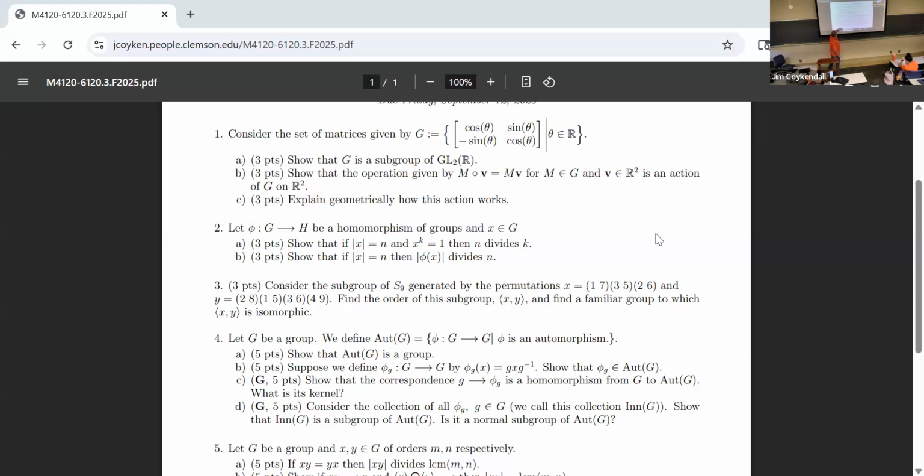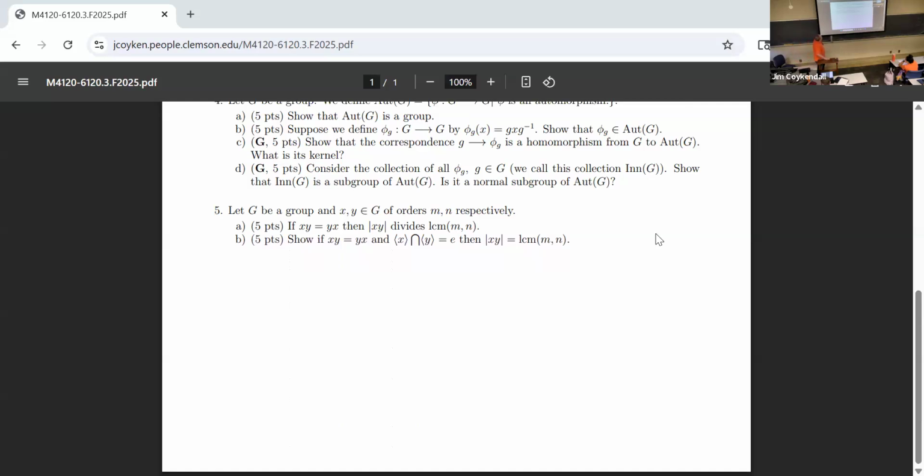And then we've got these 2 other ones. The correspondence G goes to phi G is a homomorphism from G to Aut G. What is its kernel? These terms will come up this week. Consider the collection of all phi G for G in G. We call this collection Inn G, for the inner automorphisms of G. Show that this is a subgroup of the automorphism group. And is it normal? We'll discover what that means pretty soon.